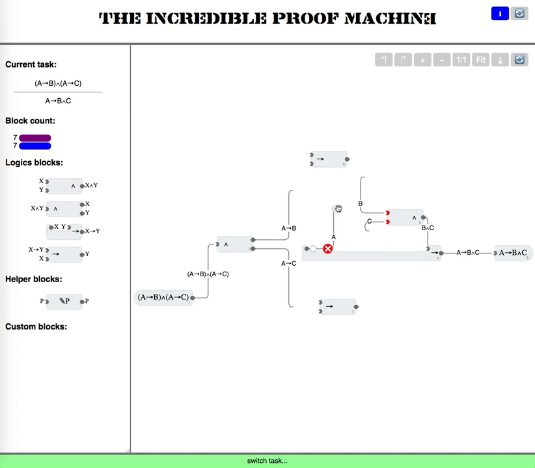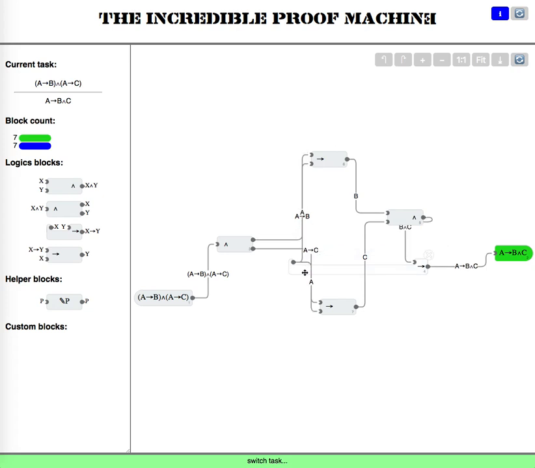So here we have an A here, and we combine the A here. Then we have the A and C. We got the A and B. And we got the B and the C proven. Whew. You guys get what I did there?